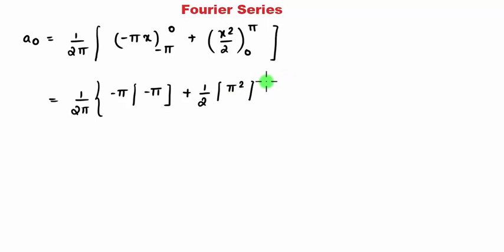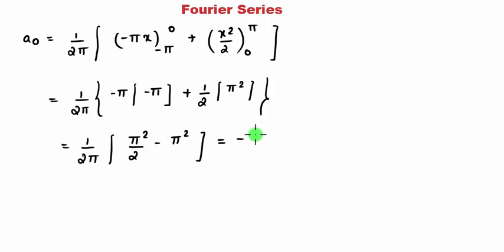So finally I can say this as 1 upon 2 pi. This comes to be minus pi square plus pi square by 2, which comes to pi square by 2 minus pi square. Finally I get minus pi by 4. So I get a0 as minus pi by 4. In a similar way, we'll be finding an.